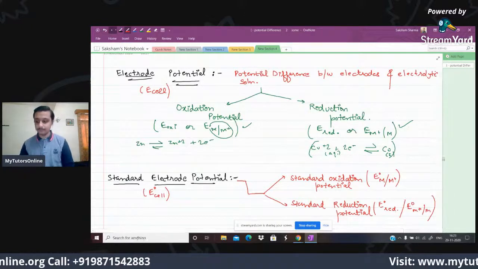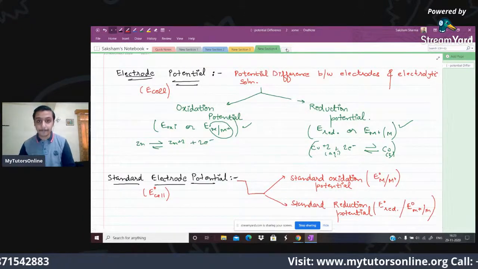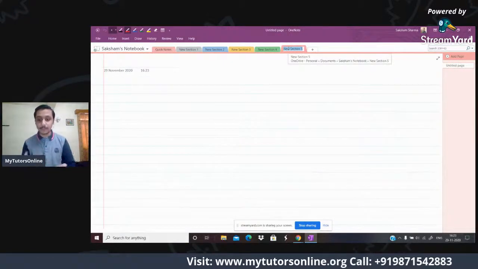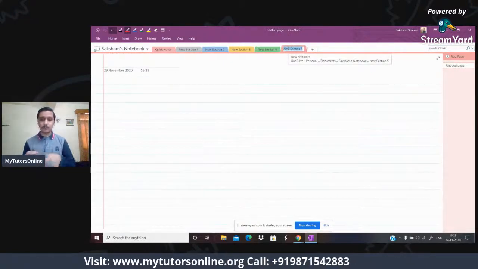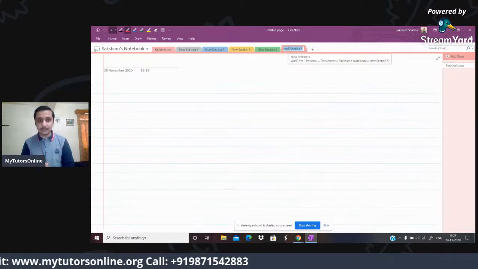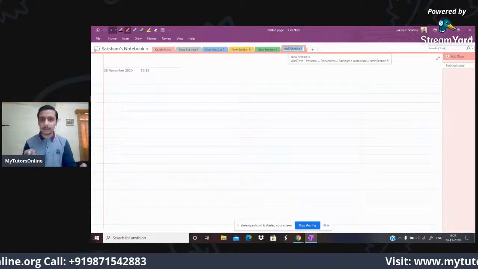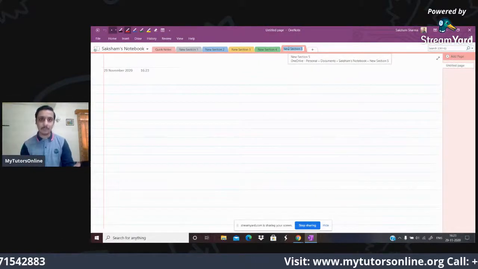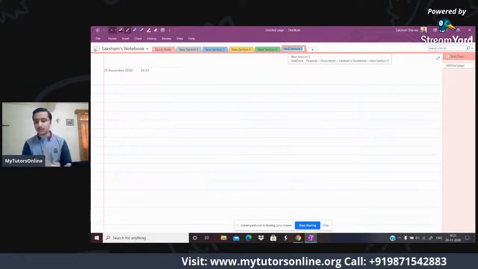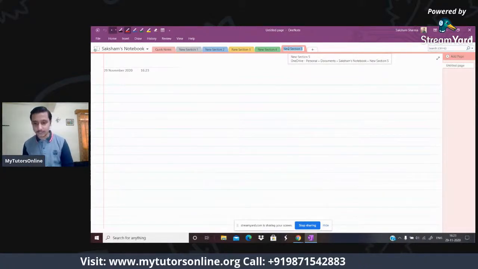Now, we move on to further topics. Your electrochemical cell is made up of an anodic compartment and a cathodic compartment. You have your oxidation half reaction, you have your reduction half reaction.